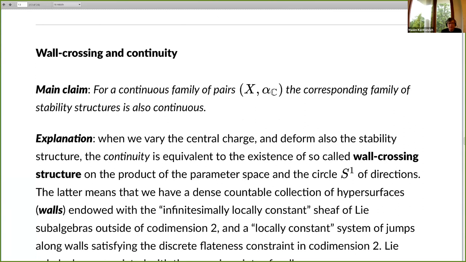What is now the main message? If I have continuous families of complex manifolds with one-forms, let's say with Morse zeros, then the corresponding family of stability structures is also continuous. Yeah, that means that by this uniqueness result, which I just mentioned before, if you know the stability structure for some variety with a one-form, then you know it for anything which can be obtained by deformation. An explanation is the following.